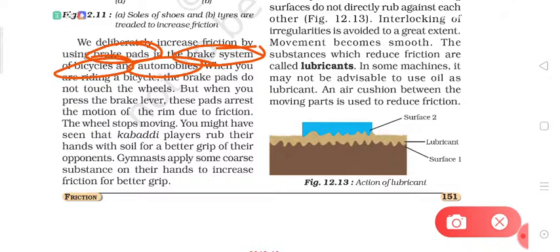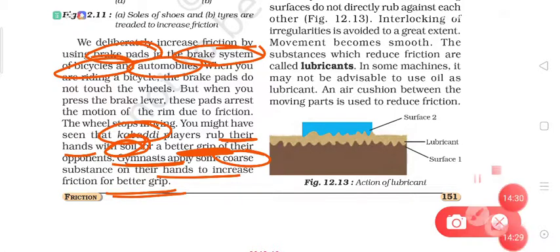In the same way, students, you can see that kabaddi players apply a certain amount of soil over their hands to increase the grip on the body of the opponent. In the same way, gymnasts also apply certain coarse substances on their hands to increase the friction or get a better grip on the objects. So kabaddi players and gymnasts apply certain coarse materials on their hands.